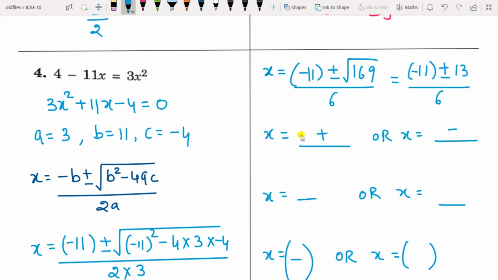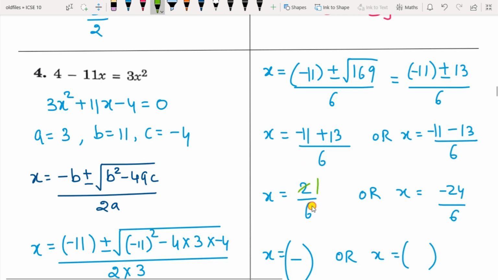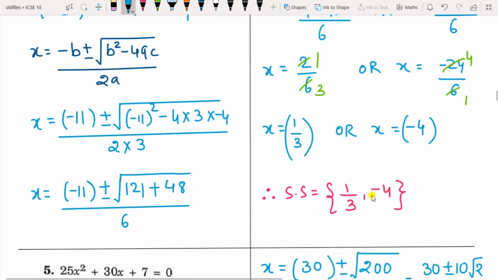So one of the value of x is minus 11 plus 13 by 6, other value is minus 11 minus 13 by 6. So do the calculation now here. So this will be 2 by 6, and this will be minus 24 by 6. Do the cancellation here. This is 2 ones are 2 threes are 6, and this is 6 ones are 6 fours are 24. So here the answer will be 1 by 3, and here it will be minus 4. That is the solution set, 1 by 3 and minus 4.